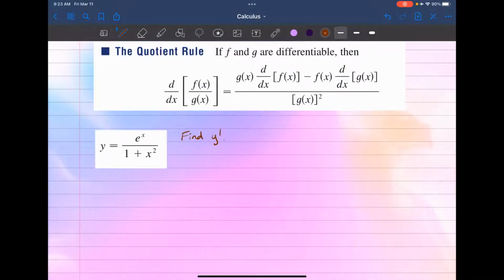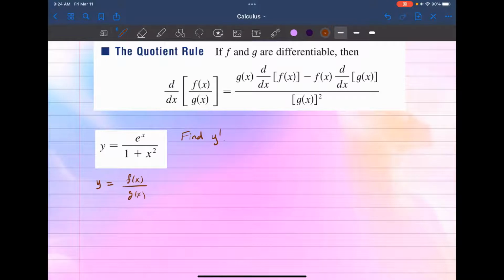Let's find y prime by using the quotient rule for this particular example. If you want to set up the formula, you can rewrite the function. So y is equal to e to the x, which we can call f of x, and the bottom, 1 plus x squared, g of x.